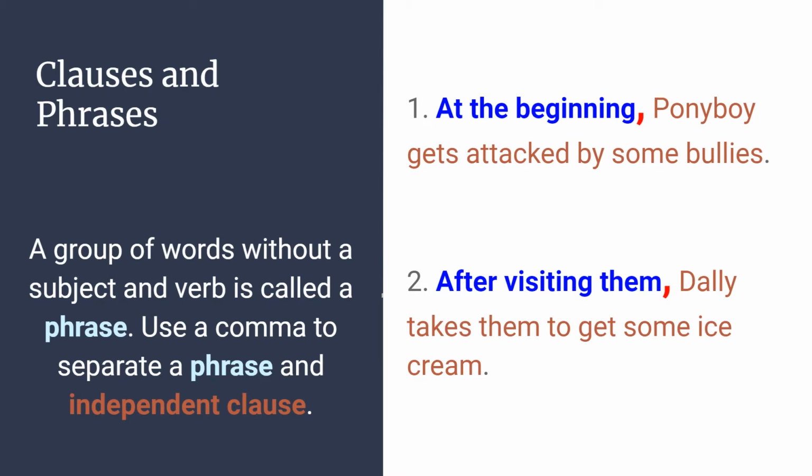For example, at the beginning, Ponyboy gets attacked by some bullies. That at the beginning, that is a time phrase. And so it cannot be a sentence on its own, but it can be used to help the independent clause and maybe give some more helpful information.